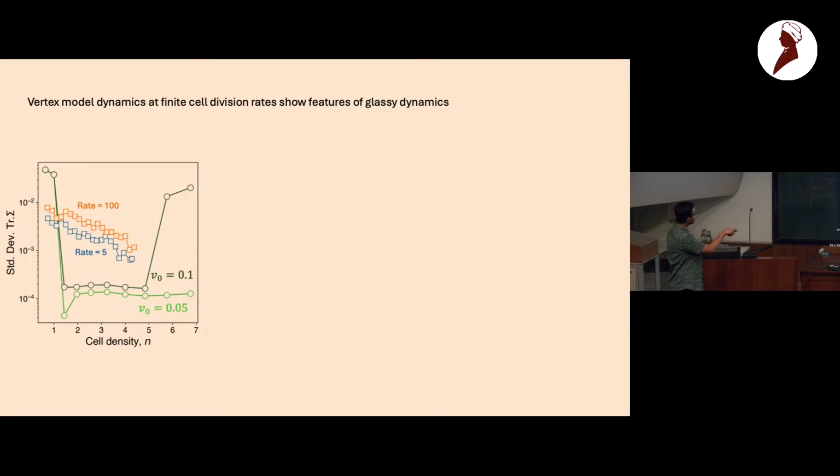So at higher division rate, I don't really follow this discontinuous change, but initially I remain in a sort of fluid-like state, but then I follow this trajectory that depends on the division rate. The higher the division rate, the quicker I fall into this particular trajectory, which is similar to what we see in passive glass transition, where higher cooling rate leads to quicker transition to the glassy state, okay?